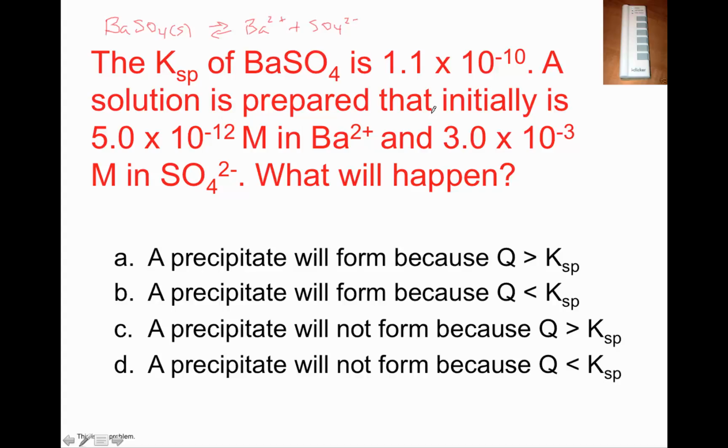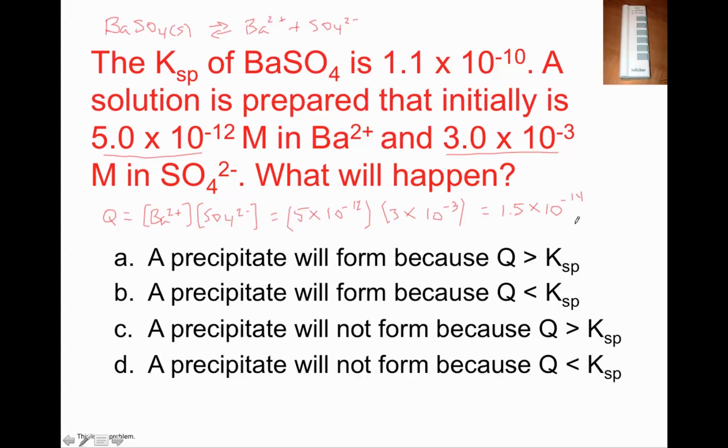I made a solution. Initially, the concentration of barium is this, and the concentration of sulfate is this. So am I at equilibrium or not? I don't know, but I can certainly calculate a reaction quotient, a Q value, for this chemical expression. So I have Ba2+ times SO4 2- equal to 5 times 10 to the minus 12 times 3 times 10 to the minus 3. And if I'm not mistaken, that's 1.5 times 10 to the minus 14.